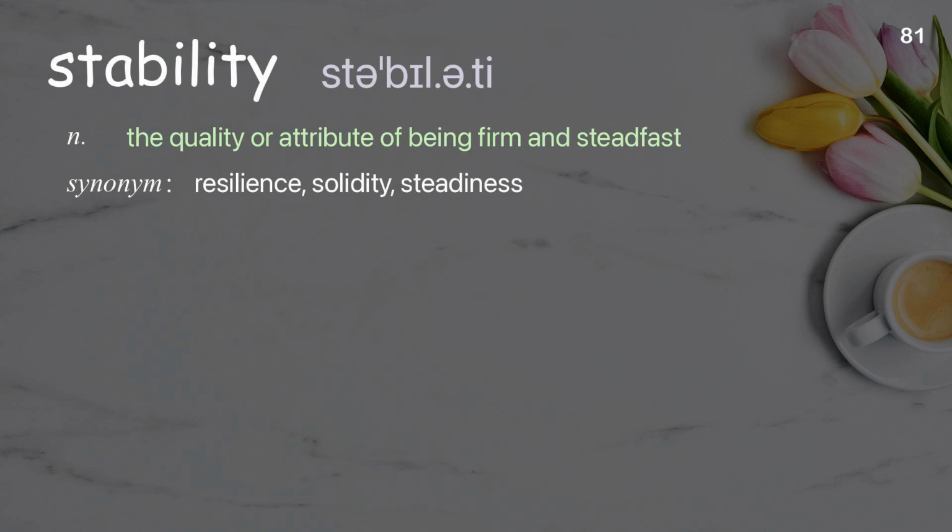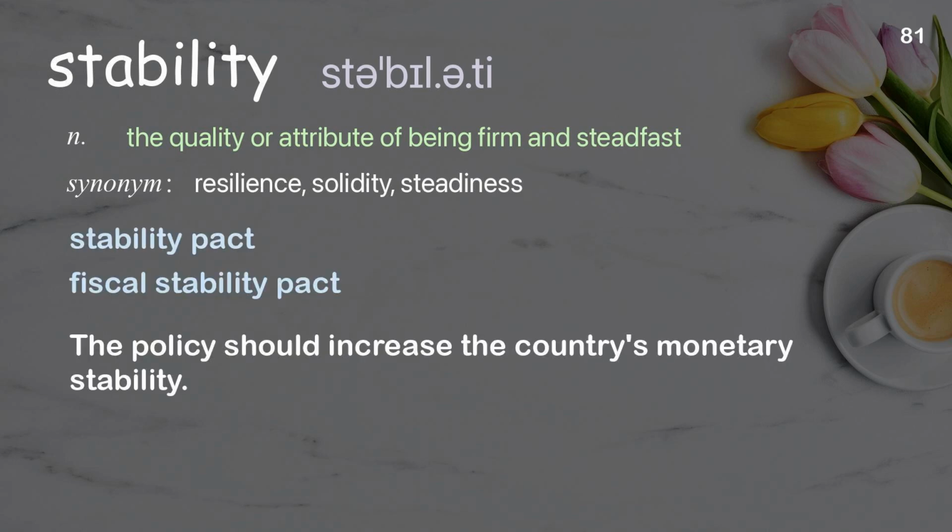Stability: The quality or attribute of being firm and steadfast. Examples: Stability Pact. Fiscal Stability Pact. The policy should increase the country's monetary stability.